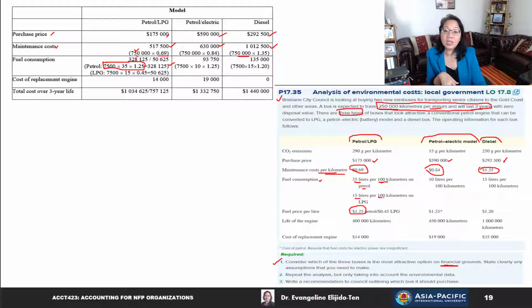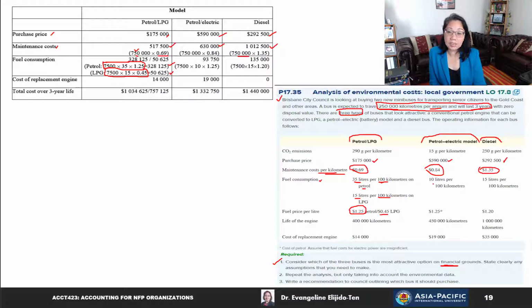Now, if we use LPG, not petrol, it says here that the consumption would be 15 liters per 100 kilometers on LPG. And LPG costs 45 cents. The calculation would then be 7,500 multiplied by 15 multiplied by 45 cents. So it's a lot cheaper to run it on LPG, the gas. It's only 50,625.